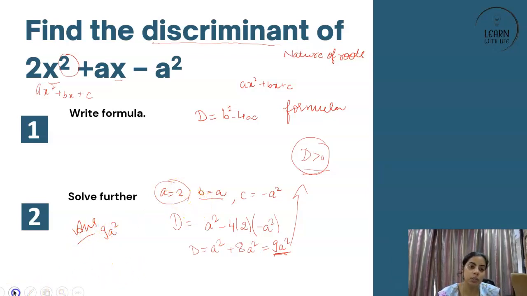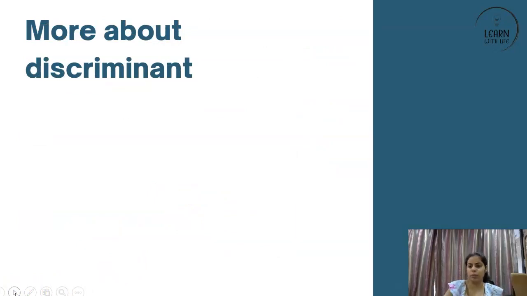But is this the only thing? No, because we should know more about the discriminant. The question is over, but I need to give you more information about the discriminant. So my dear students, D is calculated in what way? D is calculated as b square minus 4ac, we just discussed. Right? This is for which kind of equation? For a quadratic equation with the general form ax square plus bx plus c.